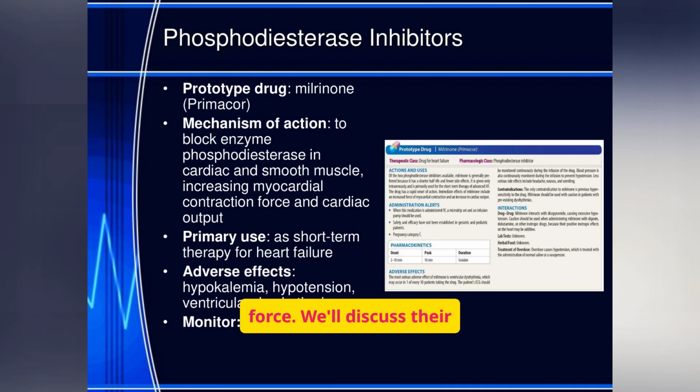We'll discuss their mechanism of action and potential adverse effects. Milrinone blocks the enzyme that breaks down cAMP, leading to stronger contractions and vasodilation. It's used short-term for severe HF, especially in ICU settings. Side effects include ventricular dysrhythmias, hypotension, and hypokalemia.